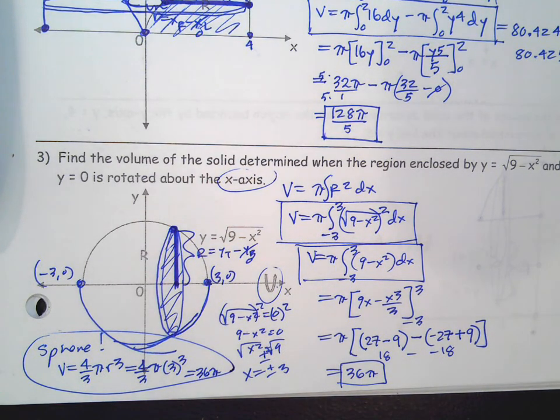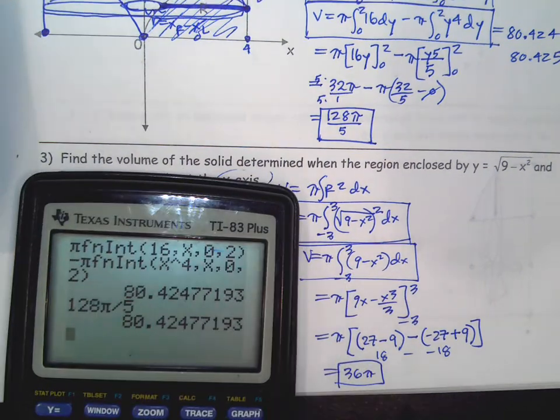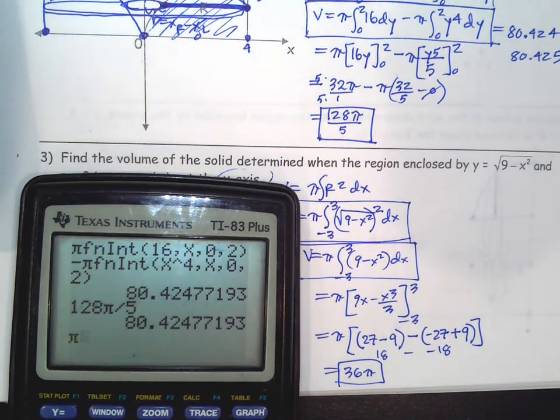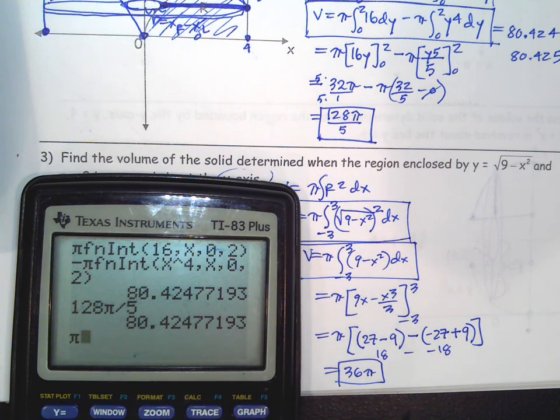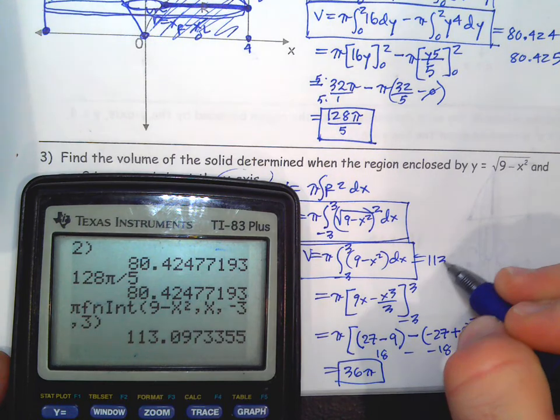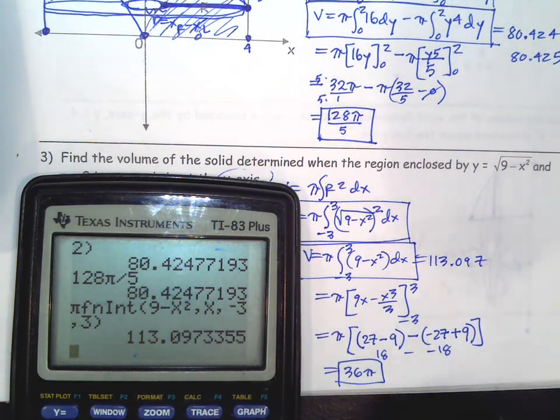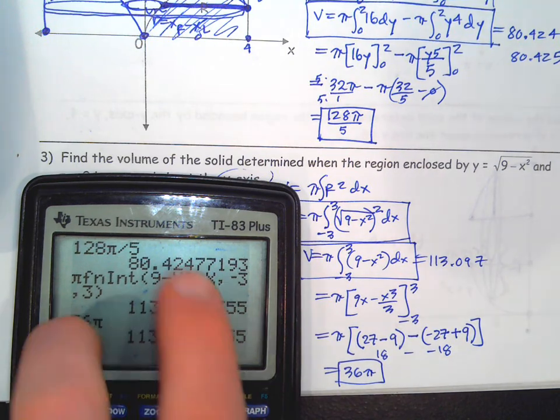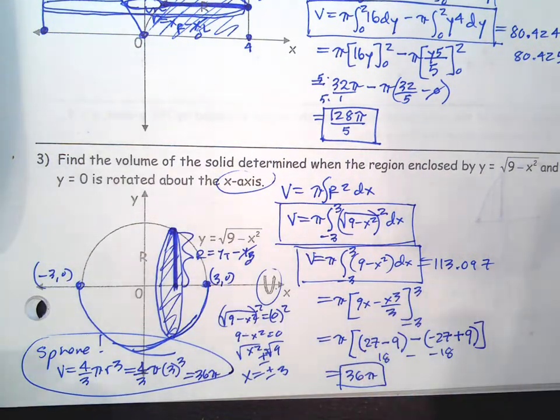So on your calculator, you do pi. Don't forget the pi. People just forget pi, and you can just put it in front. You can do pi first, then math 9, and then 9 minus x squared. I already squared the square root, just to make it easier to type in. Comma x, comma -3, comma 3. And we get 113.097 truncated. Comes out the same. 36 pi is same thing. So it's kind of cool. You could check your answers, even the ones you did by hand.